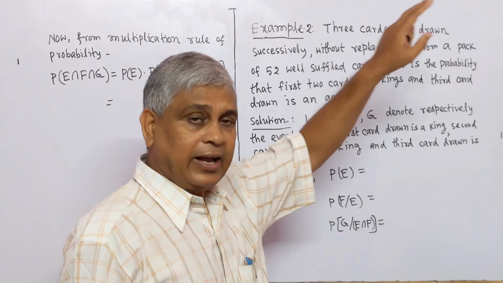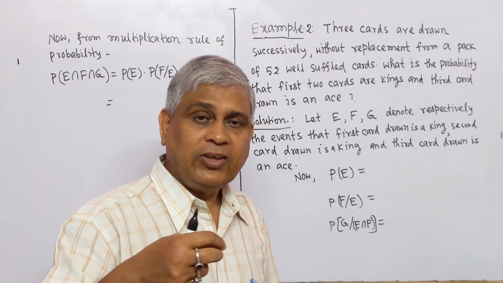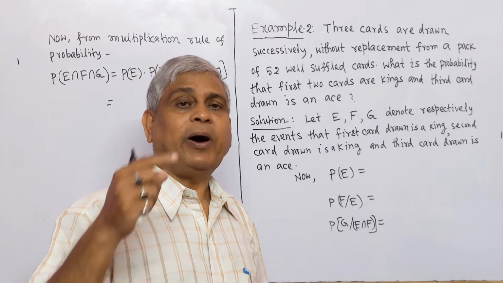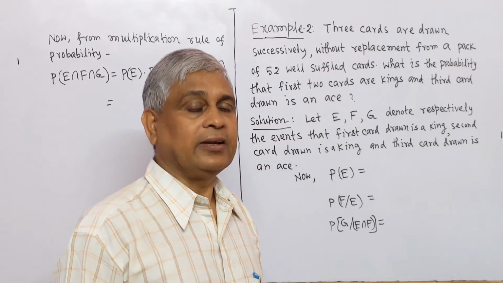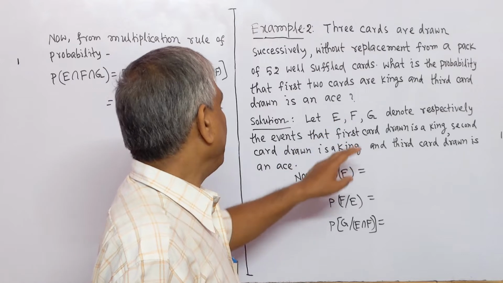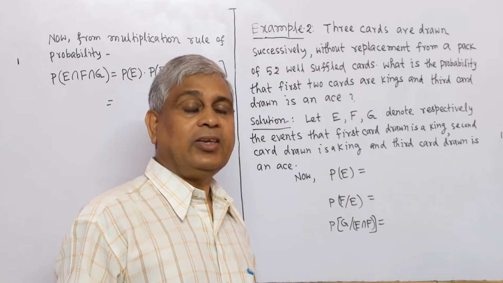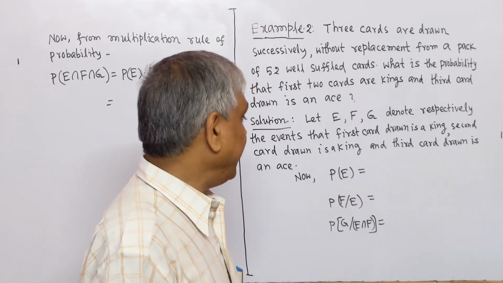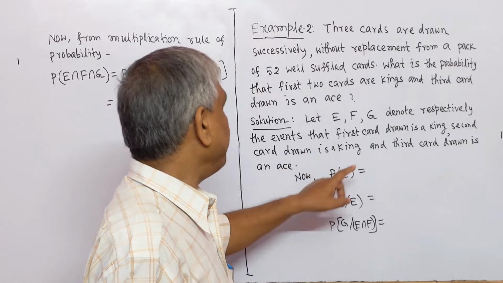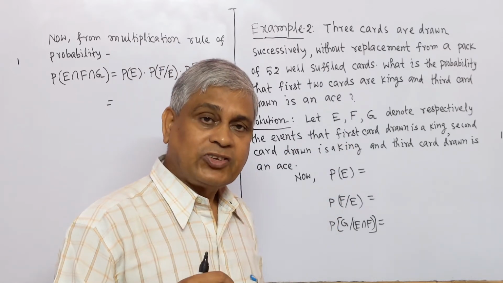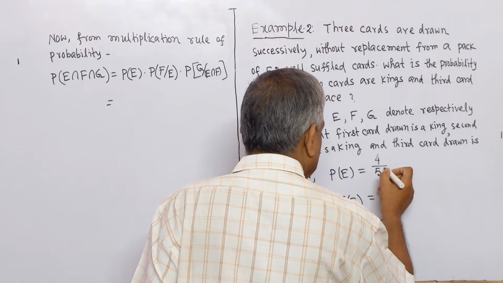Now G be another event such that the drawn card is an ace. The condition is that the first 2 drawn cards were not replaced in the pack. Now probability of event E. Since the number of cards in a pack is 52 and the number of kings is 4, therefore the probability that the drawn card is a king will be total kings 4 by total number of cards 52.